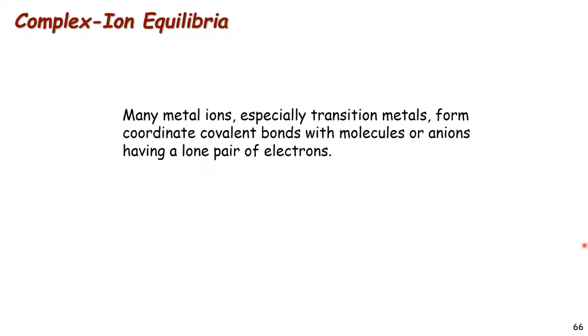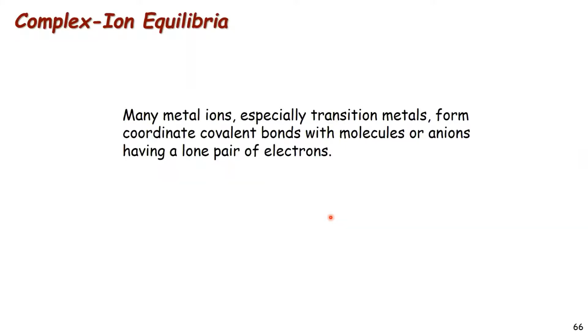Okay, so last week we stopped with precipitation reactions, and today we're going to talk a little bit about complex ions. We're going to find that many metal ions, especially the transition metal ions, form what we call complex ions.